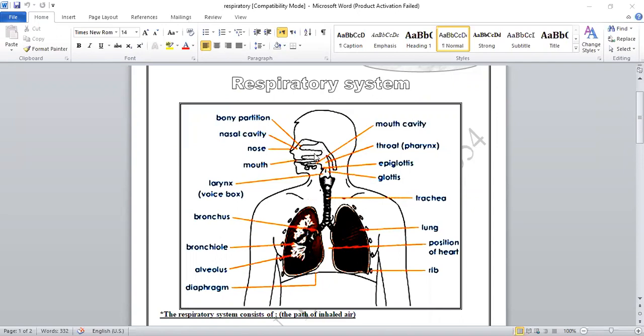As you see in the picture, what are the components of the respiratory system? Let's see. A respiratory system starts with the nose, وبعدين pharynx, شايف الفارينكس؟ اهي. وطبعا you know ان الفارينكس common path للفود والاير.